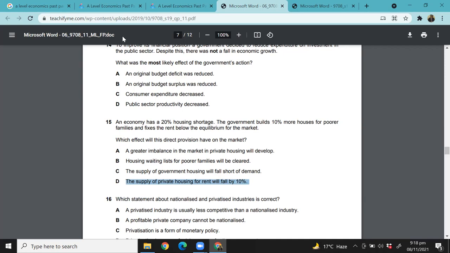And when you read C, that makes more sense compared to D. The supply of government housing will fall short of demand. How can we say that? Because there was initially a 20% shortage in the housing market and government only provided for 10% of that. So obviously the remaining 10% will be considered a shortage.